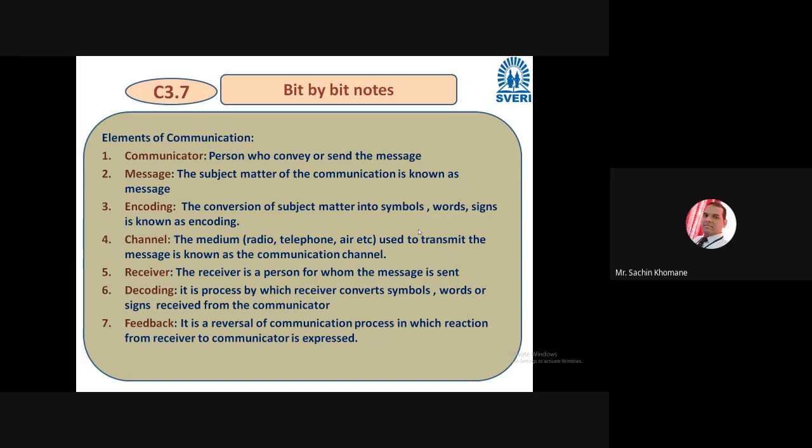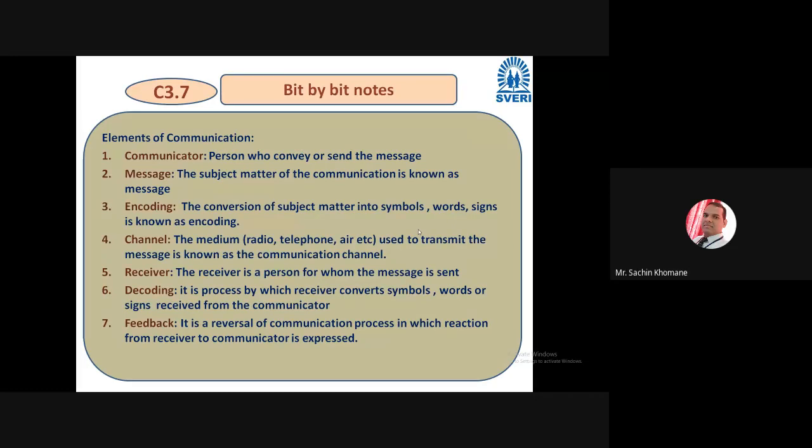What is the channel? Channel is nothing but the medium, for example, radio, telephone, or through the ear, right? Mechanical devices or electronic devices used to transmit the message are known as a communication channel. Who is the receiver? The name itself is telling. The receiver is the person to whom the message is sent. Right? To whom the message is sent, that person is a receiver, or who is going to receive the message is a receiver in short.